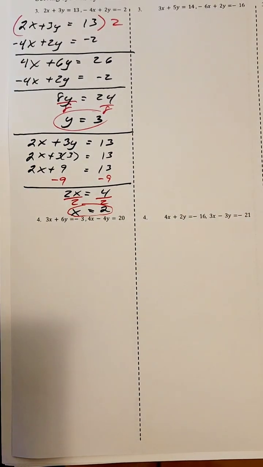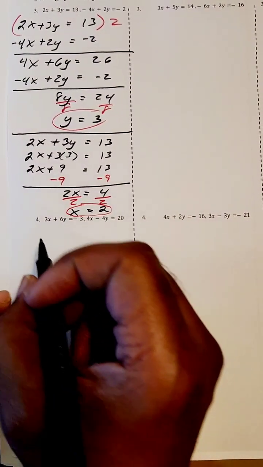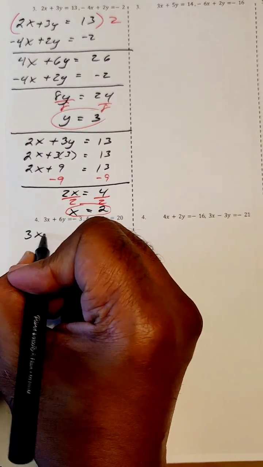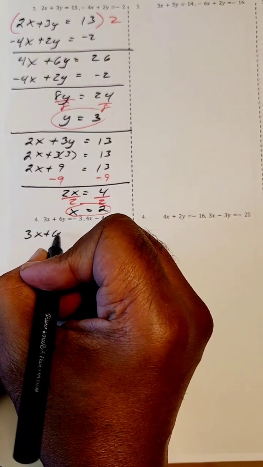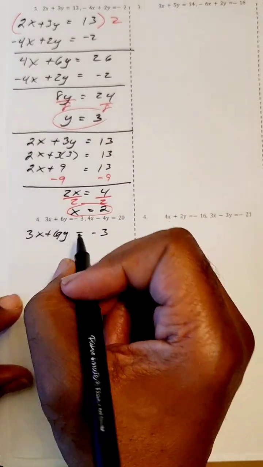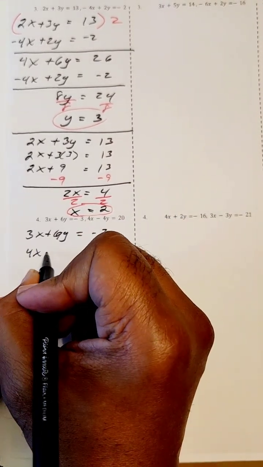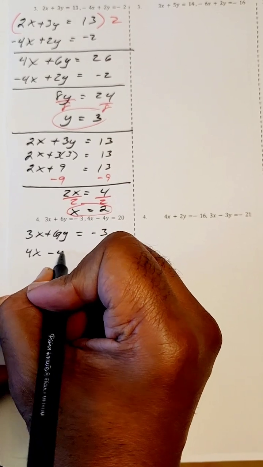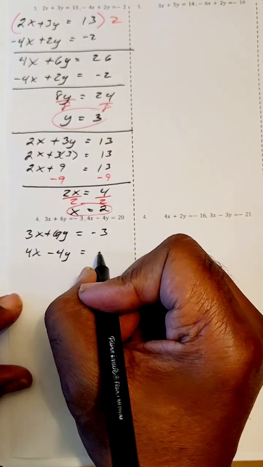Okay, next system, we have a 3x plus 6y equals negative 3. And we have a 4x minus 4y equals 20.